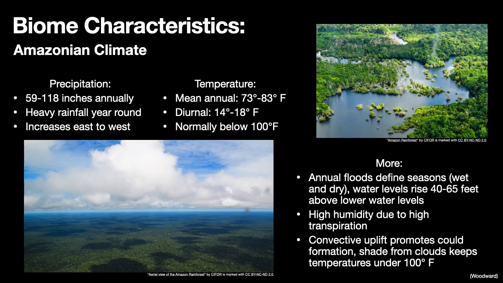The region experiences heavy annual precipitation that increases going from east to west, with temperatures remaining under 100 degrees due to cloud cover caused by plant transpiration. Patterns of annual flooding in the Amazon define the wet and dry seasons.